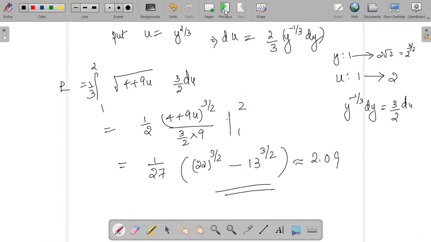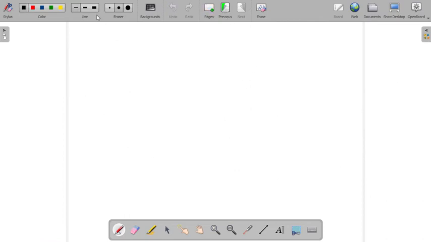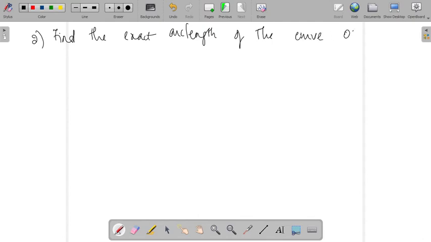Let us see one more example. Find the exact arc length of the curve over the interval.